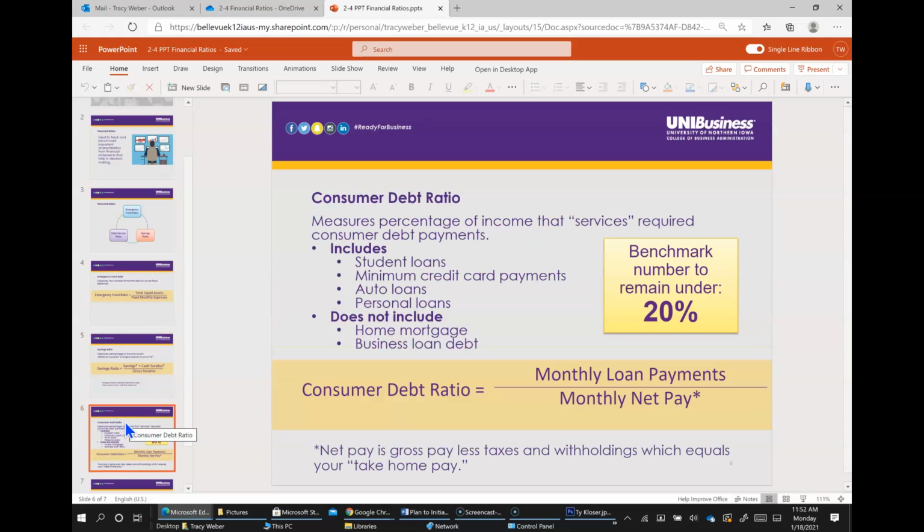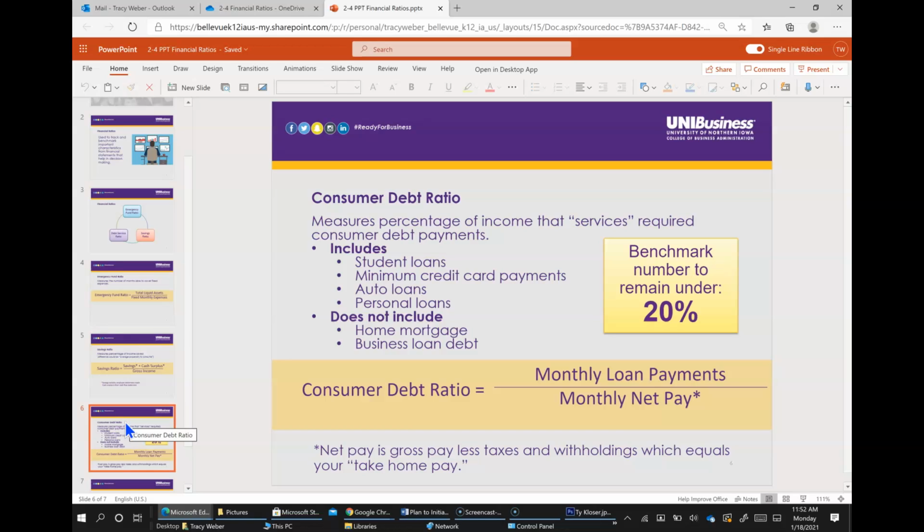The debt service ratio measures the degree of exposure to insolvency, which means your inability to pay off your debts. The benchmark number is to remain under 35%. So the debt service ratio is equal to the total monthly loan payments that you make divided by your monthly gross income.